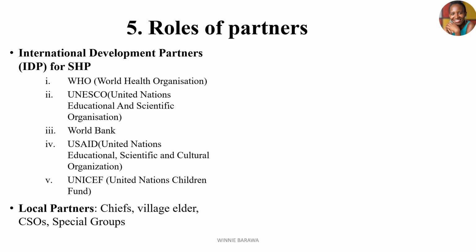that's what in full we call the United Nations Educational, Scientific and Cultural Organization. We have the World Bank. There's USAID. And we have UNICEF, which is mainly the wing for the Children's Fund. So the partners come in with different roles, but again, you need to appreciate that you can also have local partners, and this is through the local leadership, like the chiefs, village elders, civil society organizations, and other specialized groups that have specific functions in the community.